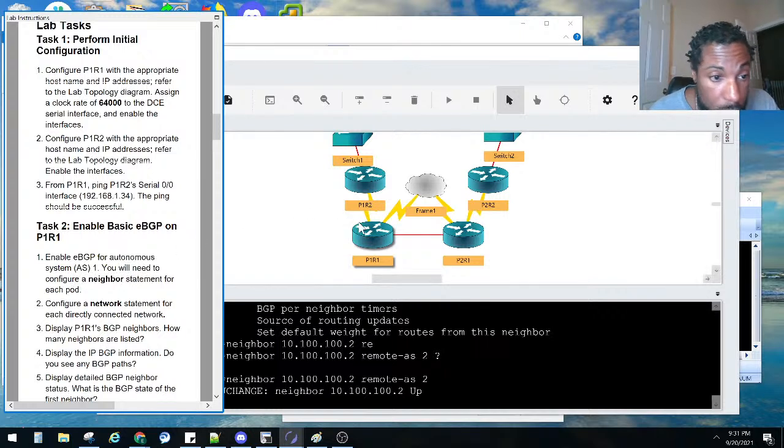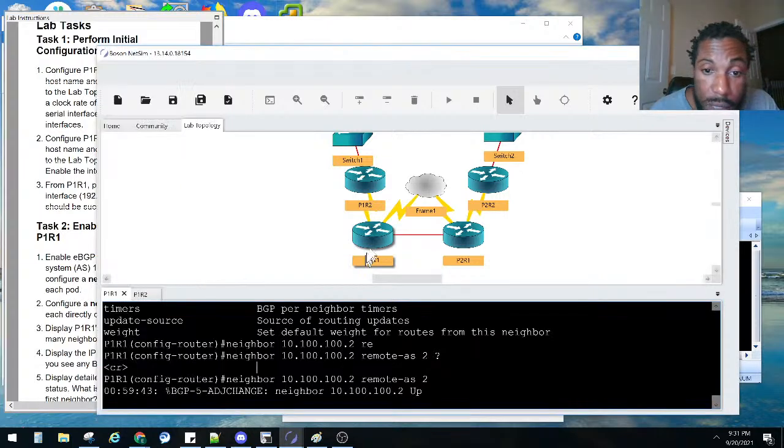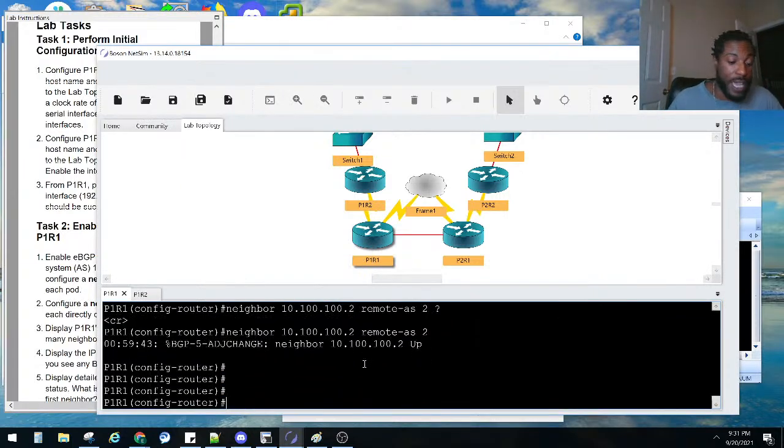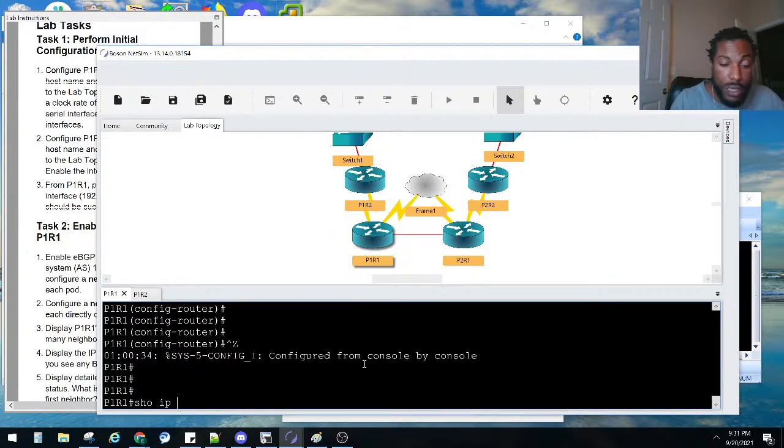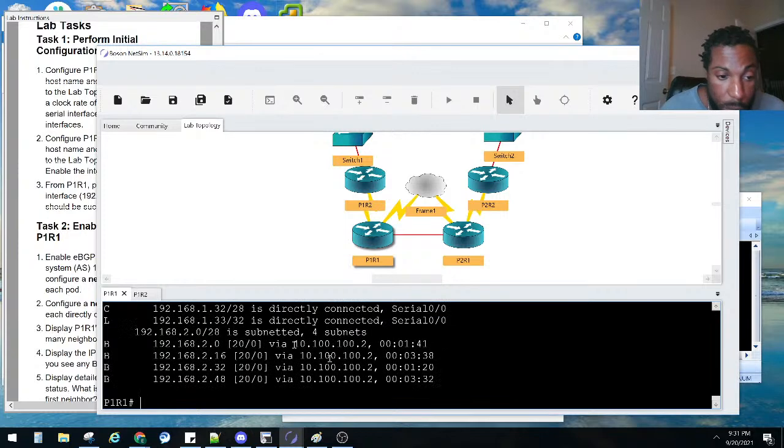Oh, so, yeah, that's for eBGP, right? E, external. So configure a network statement for each directly connected network. Well, let's see what directly connected networks we have. Show IP route, right? That's how we can see. Notice we got some BGP routes that we've already learned. That's good to go.